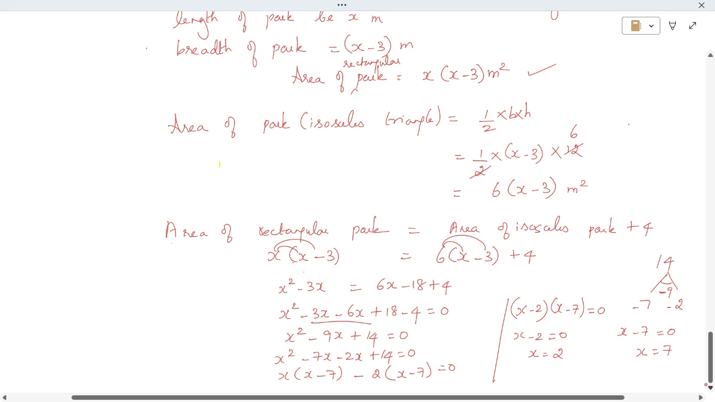So if I take x equal to 2, breadth is going to be x minus 3, that is 2 minus 3, which will yield a negative value. x equal to 2 is not possible.